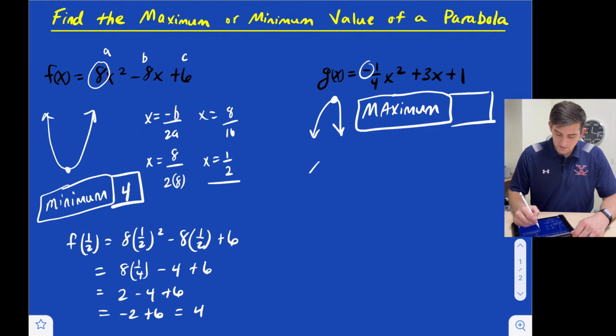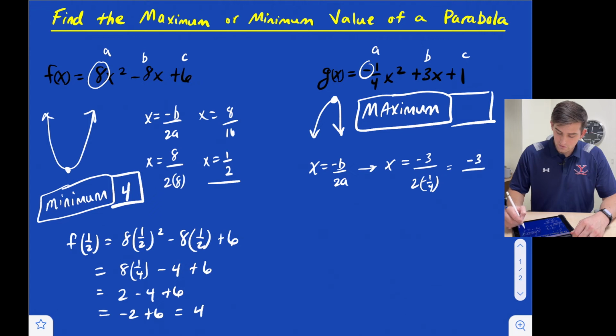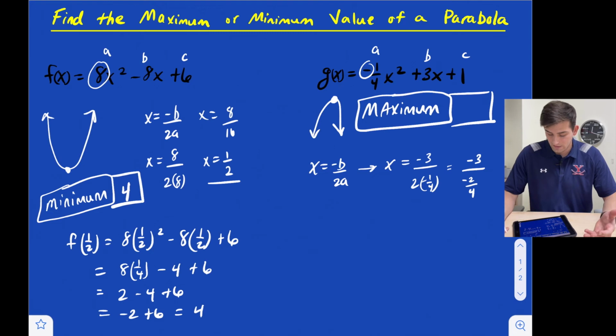So now once again, we're going to say x equals opposite of b over 2a. And a is negative 1/4, b is 3, c is 1. So this gives us opposite of 3 over 2 times negative 1/4. So we get negative 3 over negative 2/4, which would be negative 1/2.